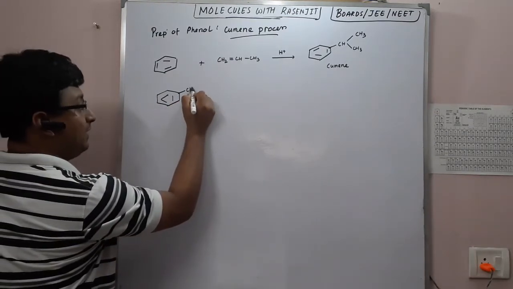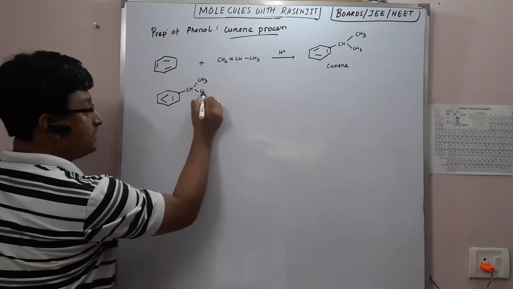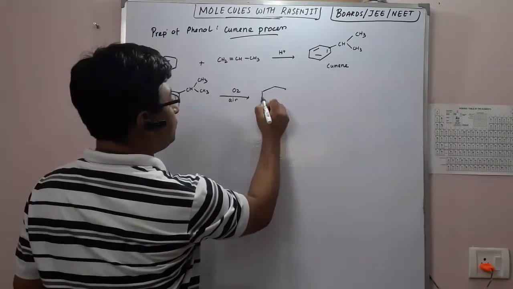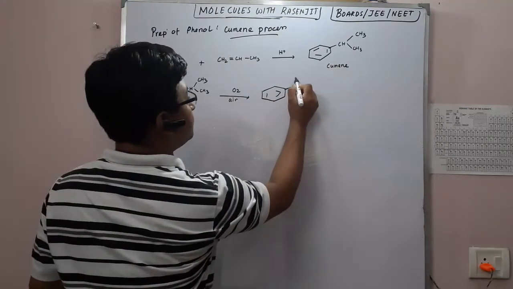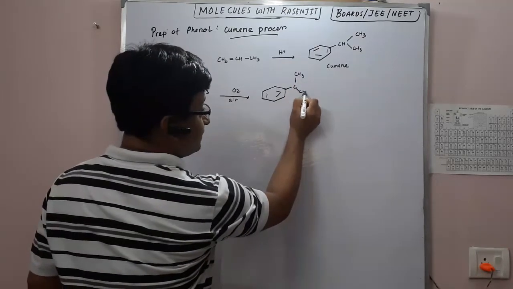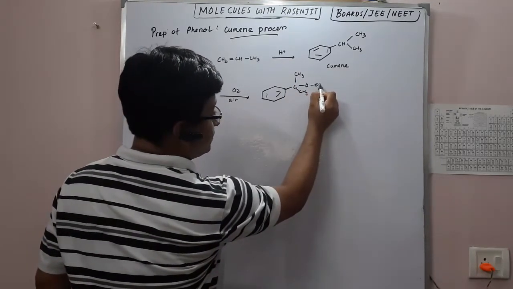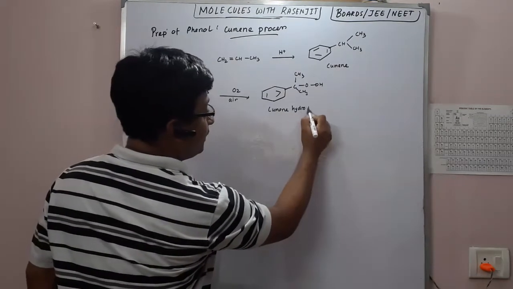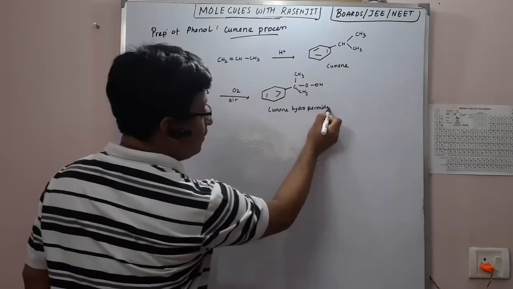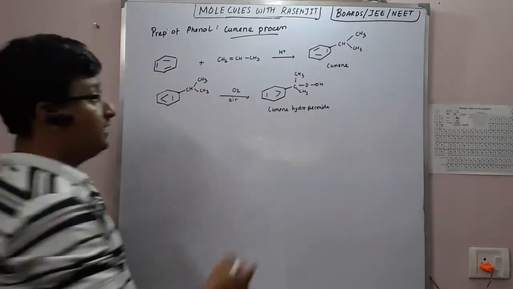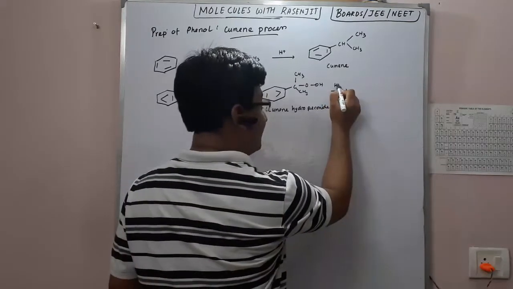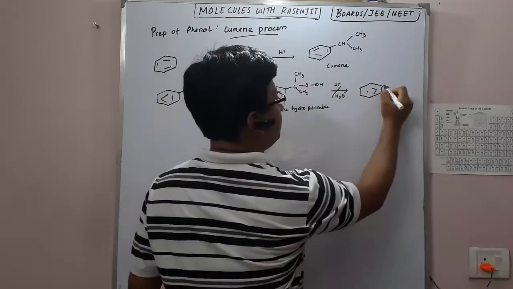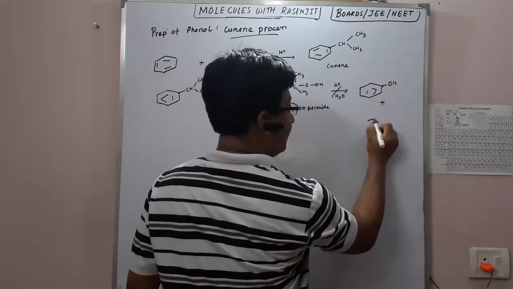Now this cumene, in presence of air, the oxygen present in air, converts to cumene hydroperoxide, C6H5-C(CH3)2-OOH. This is cumene hydroperoxide. And this cumene hydroperoxide undergoes acid hydrolysis and is converted to phenol plus acetone.